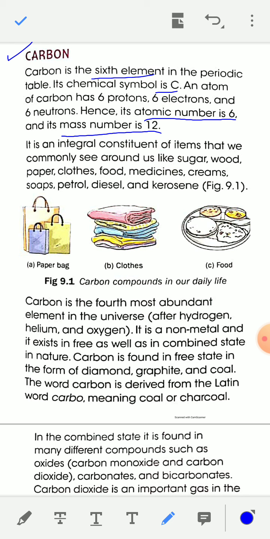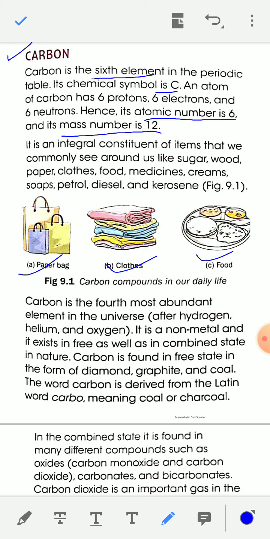Atomic number of carbon is 6 and mass number of carbon is 12, and it is the sixth element of the periodic table. And it is an integral constituent of items that we commonly see around us like sugar, wood, paper, clothes, food, medicine, creams. All these substances are made up of carbon.